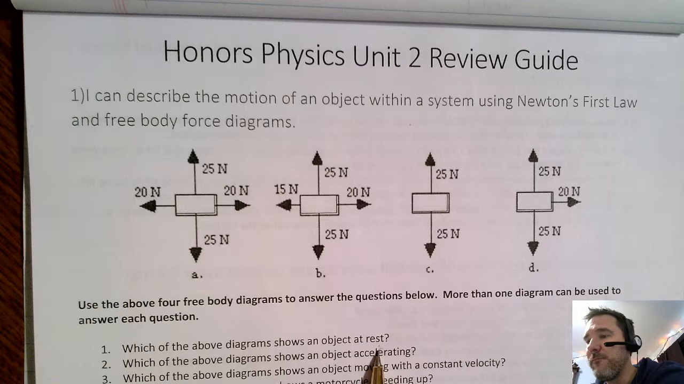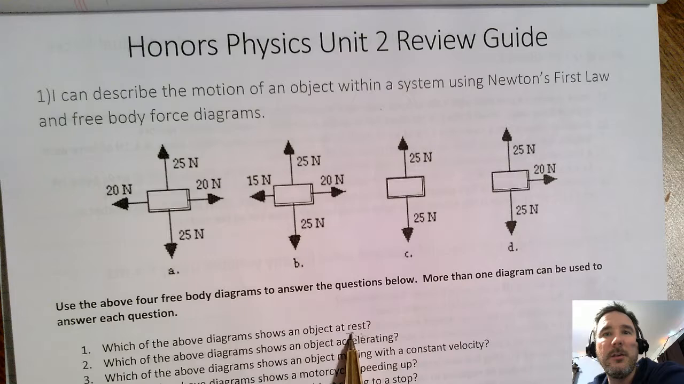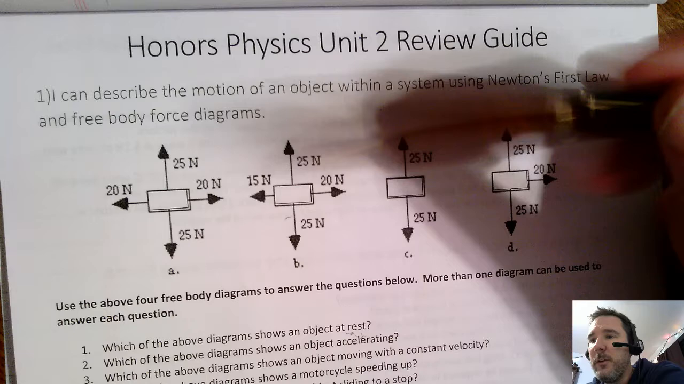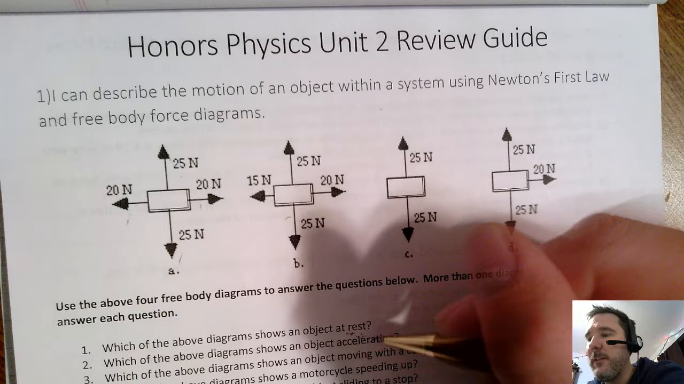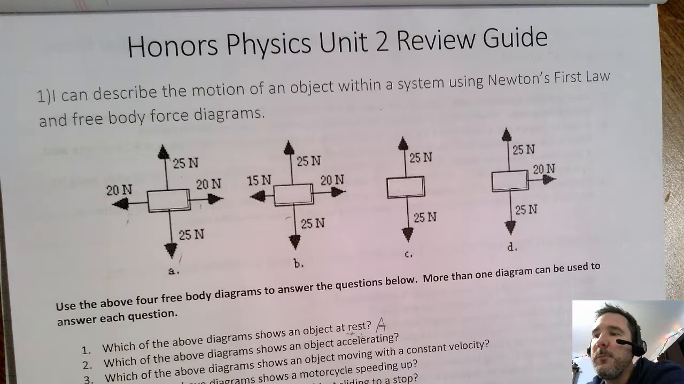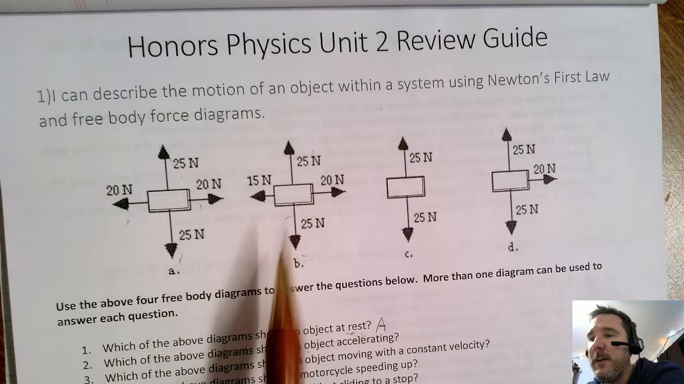Anyway, an object at rest has a constant velocity of zero, and what that just means is that all the forces are balanced. And so we just have to look in these diagrams up here for where the forces are balanced. So in this case, we have A, where we have a force to the left and a force to the right, both 20 newtons. Force up and down are both the same. So in this case, A is at rest, or it can be at rest anyway. So letter B, the down is 25, up is 25. And left and right aren't balanced, so that one can't be at rest. That one's going to be accelerating.